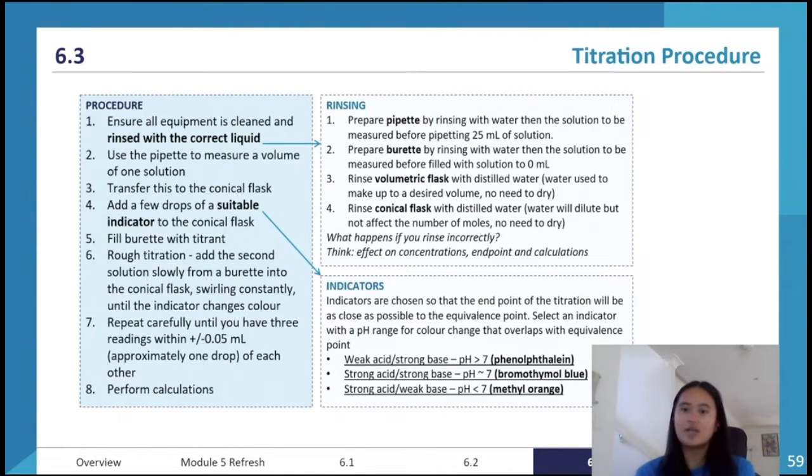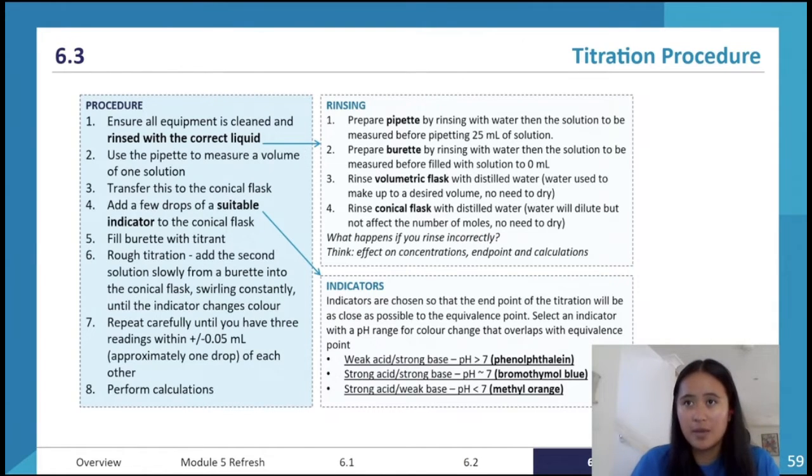Now, for the actual titration, you'll be very familiar with this procedure by the end of the module just because you're going to do it so many times because it's all about accuracy. And when it comes to reliability, you want to have lots and lots of attempts at it. So for the procedure, you need to make sure everything is rinsed with the correct liquid. Now, the correct rinsing is a very important part of titration, and they get so upset when you rinse wrong.